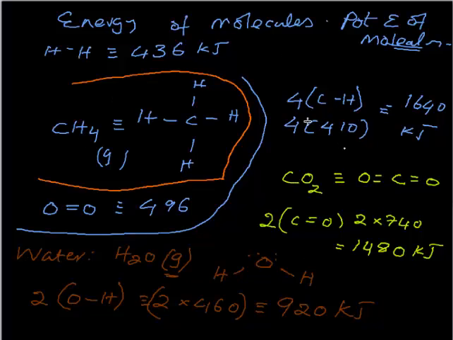Now we're going to use those values. As you can see, bond energies, we have a lot of energy in those molecules. In the methane, we've got about 1640. In the oxygen, 496 kilojoule from 1 mole of oxygen. For the carbon dioxide, 1480 kilojoule of energy for each mole of carbon dioxide. And for the water, 920 kilojoule for each mole of gaseous water.